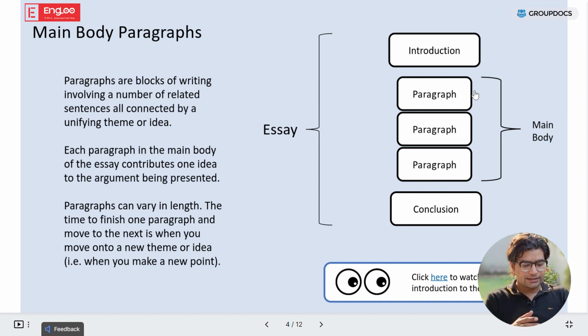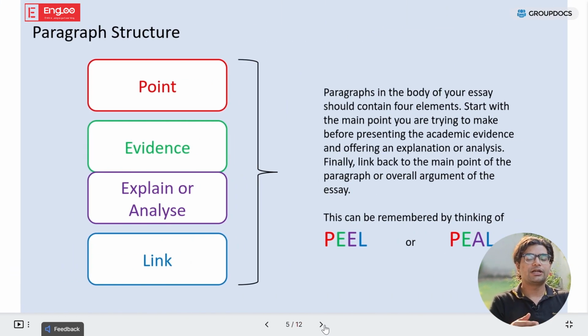Now let's see the structure of the paragraph. We are talking about the body passages in today's presentation. Inshallah, in upcoming videos, we'll be discussing how to write an impressive introduction and how to conclude your essay in an elaborate way. So here, as you can see on your screen, our 4-point structure of writing a paragraph starts with the point.